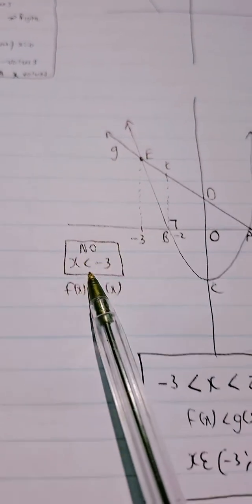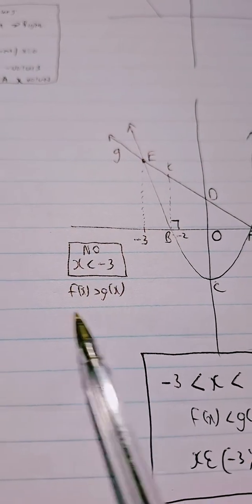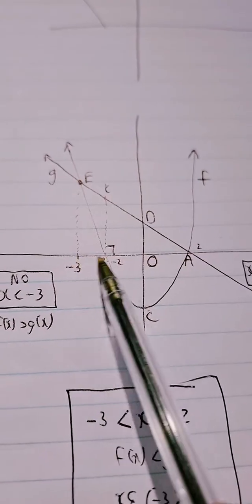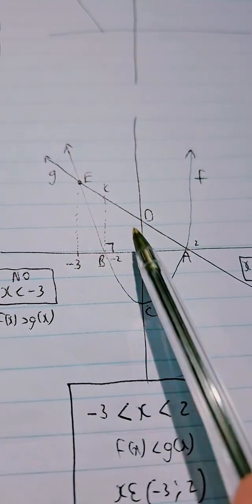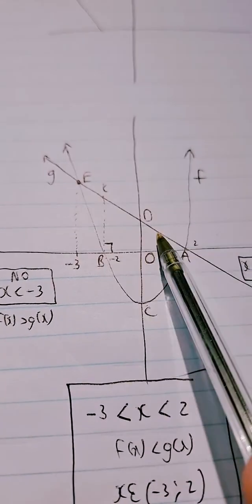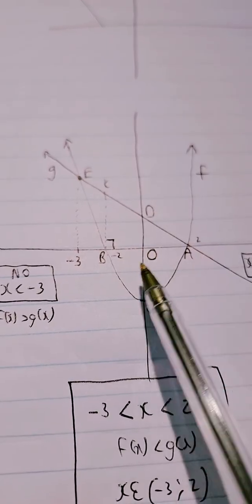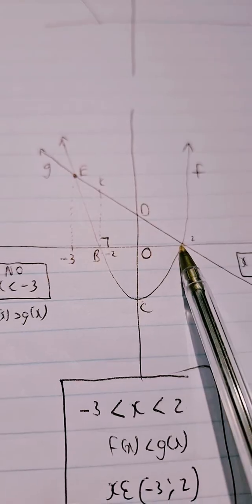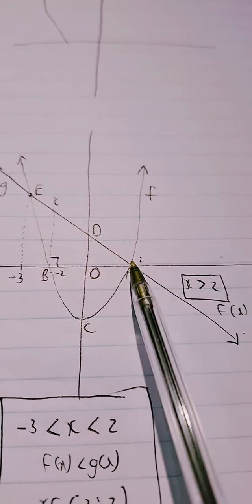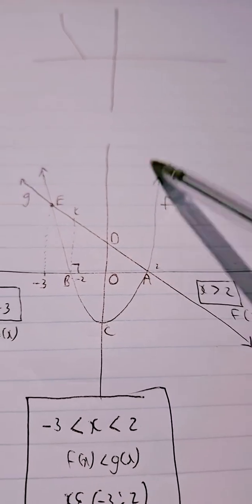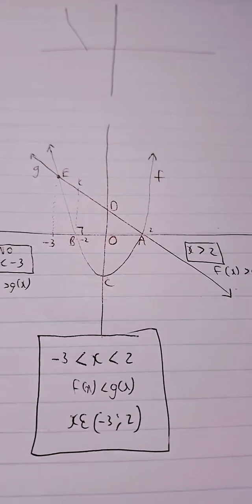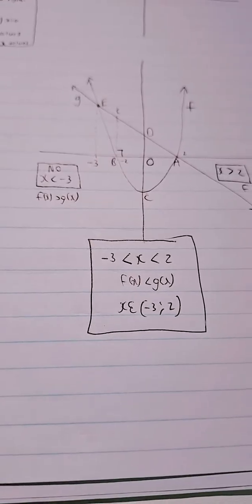So no answer here. X less than negative 3 is this one. From negative 3 to negative 2, top is G, F is below. From negative 2 to 0, G is on top, F is below. From 0 to 2, still G is on top, F is below. At 2, they are both equal. Then from 2 onwards, F continues to be at the top, G continues to be below. No answer here. So our answer is only that.